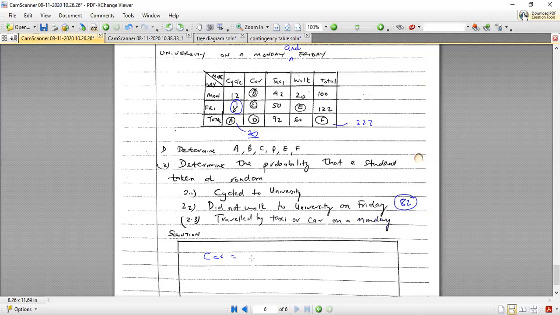So if we look at the number of students traveling by car, it was a total of 26, by taxi is 42, and our total for that would be 68. So the probability of learners using the car or taxi would simply mean 68 out of 100, which simplifies to 34 over 50.